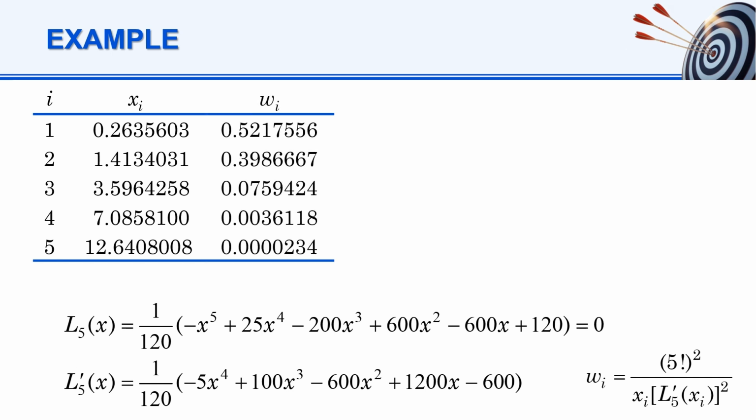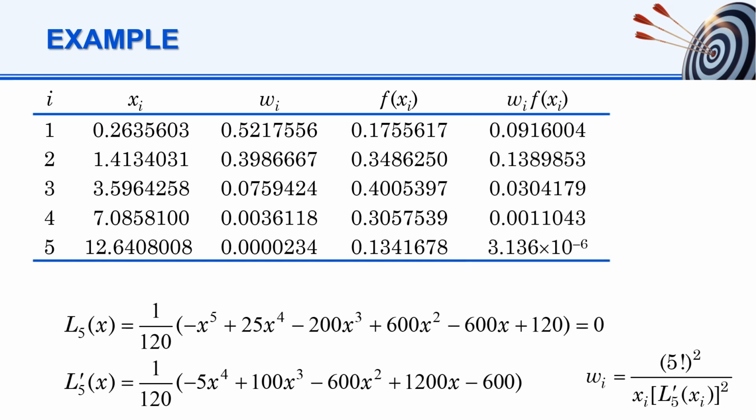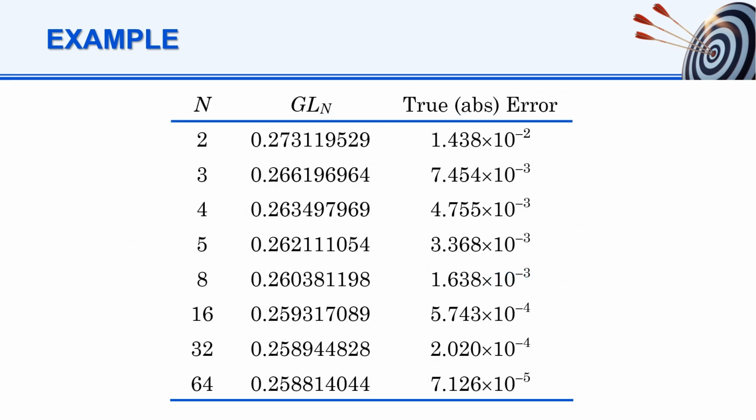Then, for each integration point, we evaluate the function and the product of the function with the corresponding weight. The sum of the values in the last column gives the numerical estimate for the integral GL5. The computed numerical estimates and the true absolute error for various n values from 2 to 64 are tabulated here. Note that the estimates depict improvement for increasing n and tend to converge to the true solution.